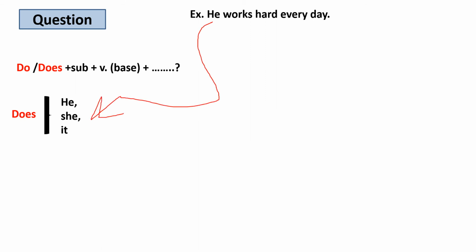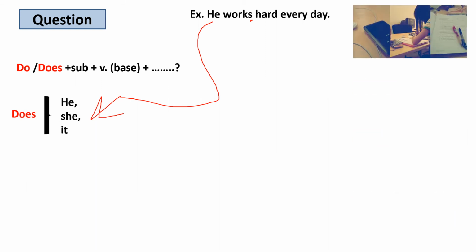And we have works. انتبهوا عندنا s بالفعل ليش؟ لأن فاعل مالتنا مفرد. هو يعمل بجد كل يوم. Okay, this is a habit. Now, how can I make it a question? Does he work hard every day? هل هو يعمل بجد كل يوم؟ هنا عندنا does. ليش خلينا does؟ لأن الفاعل مالتنا مفرد.